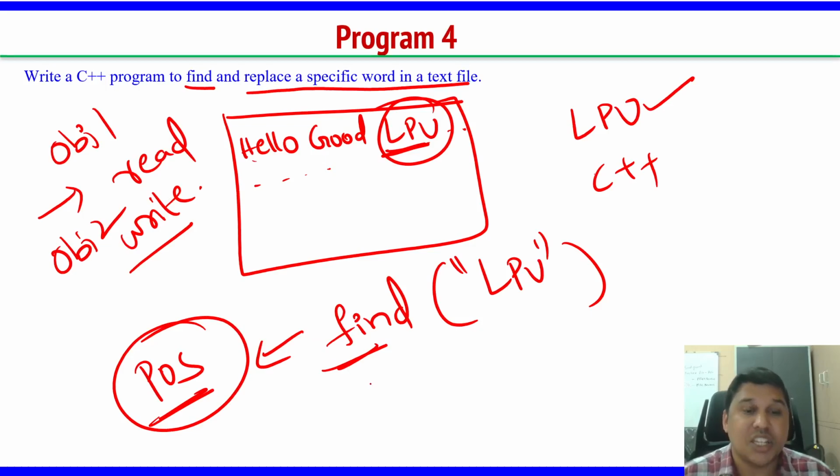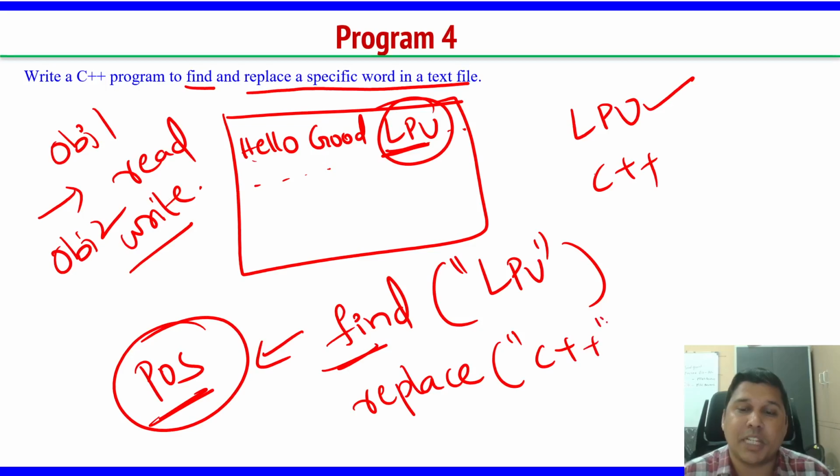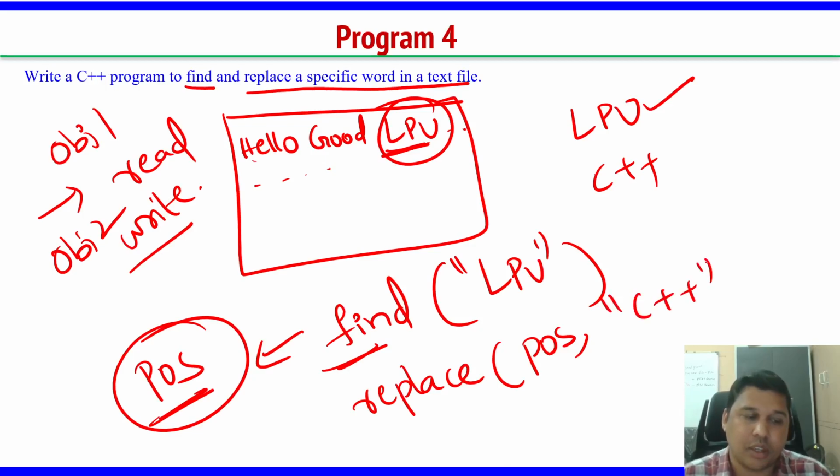Then there is another function, replace, directly in our files. You can give the new term C++. Where I have to replace, I have to give the position. So the replace function will take multiple parameters here: the position where you want to replace and what you want to replace it with. That is the simplest one. I hope you understood. We have to use two functions, find and replace.